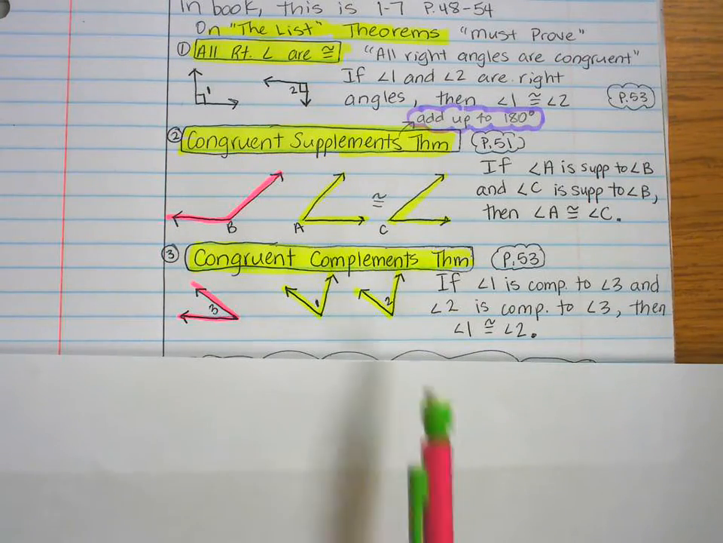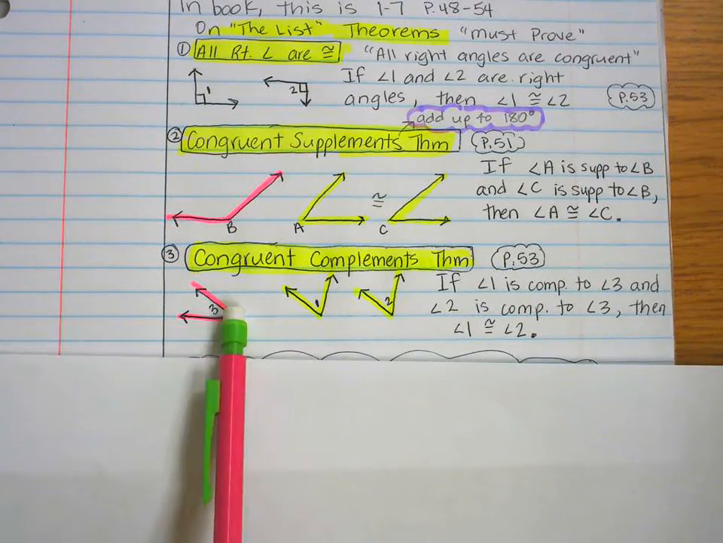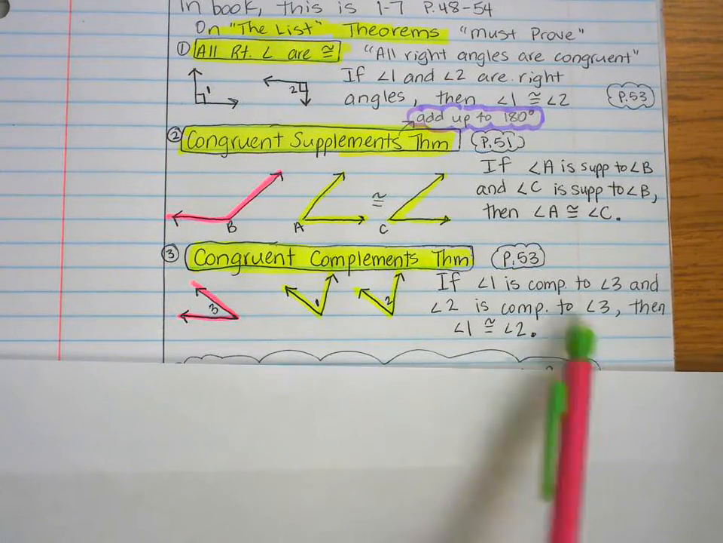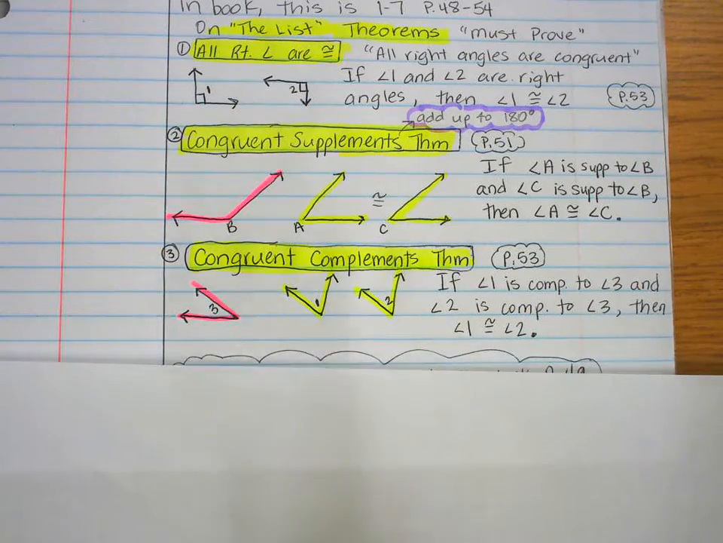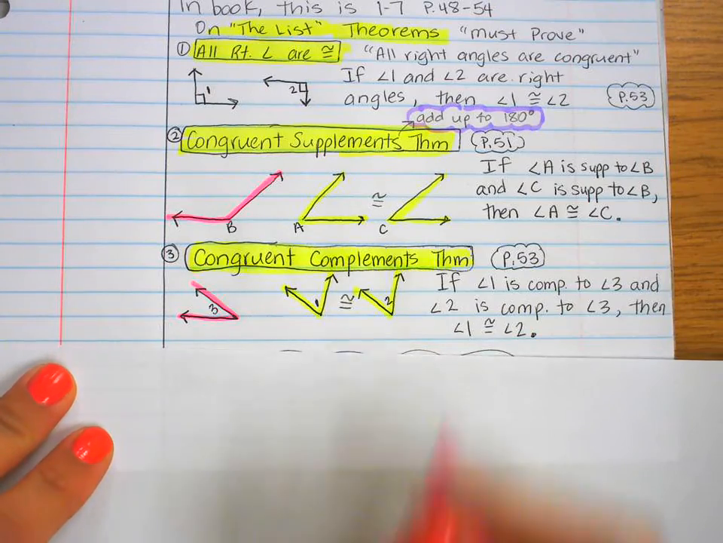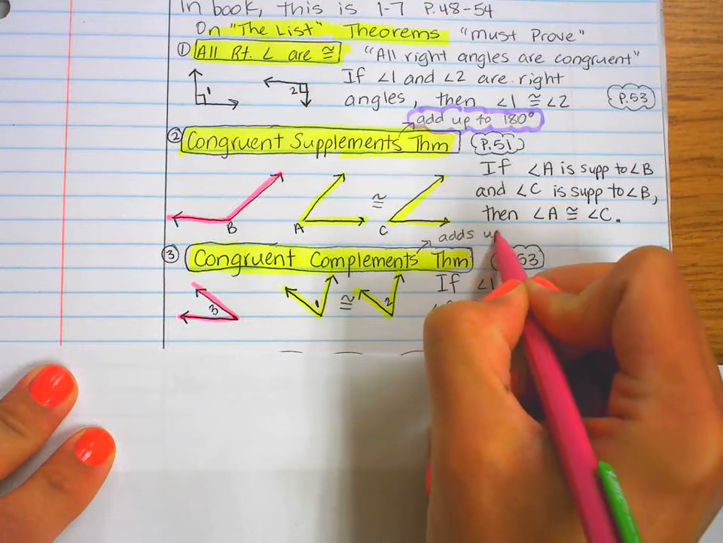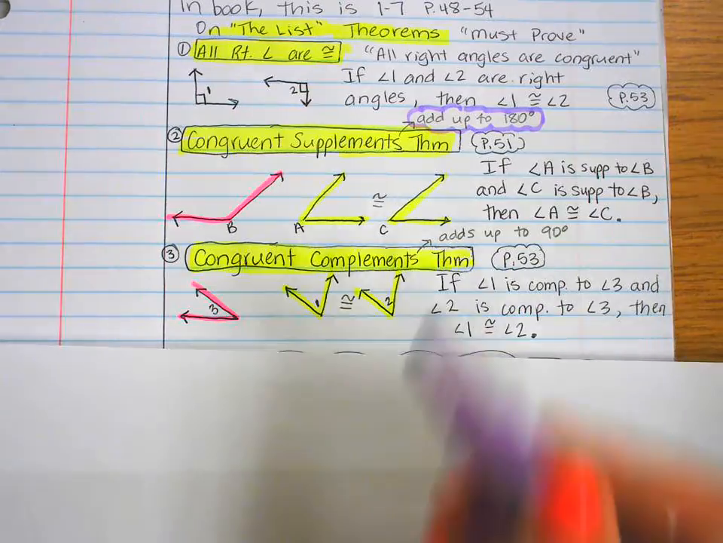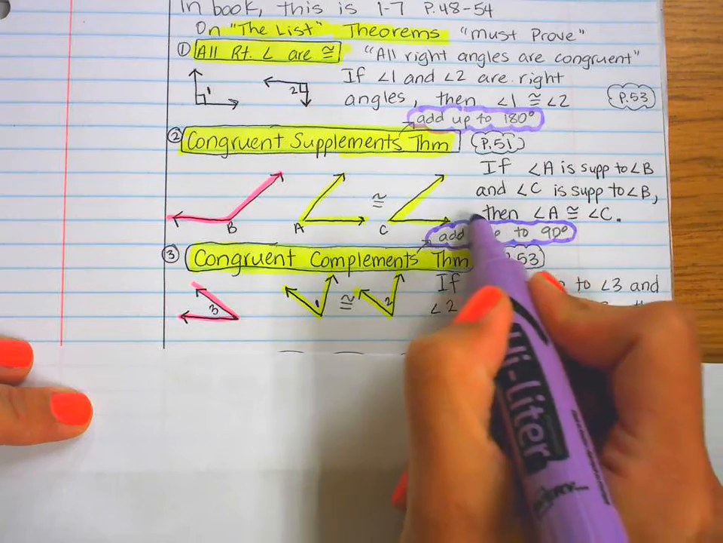Okay, so what it says is if angle 1 is complementary to angle 3, so if 1 and 3 are complementary, which means they add to 90 degrees, and angle 2 is complementary to angle 3, so 2 and 3 are both complementary, then angle 1 is congruent to angle 2. So they are congruent if they're both complementary to the same angle. And again, complementary means it adds up to 90 degrees. And I'll highlight that because that is super important. You need to know that.